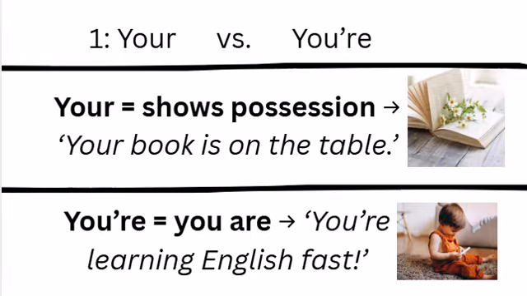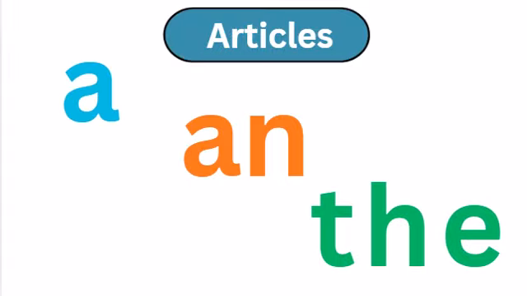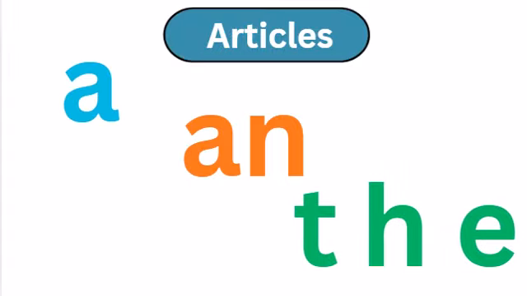to fix them. So for example, first one is your versus you are. So your shows the possession. Your book is on the table. You are. You are learning English fast. Next we will go to the articles.